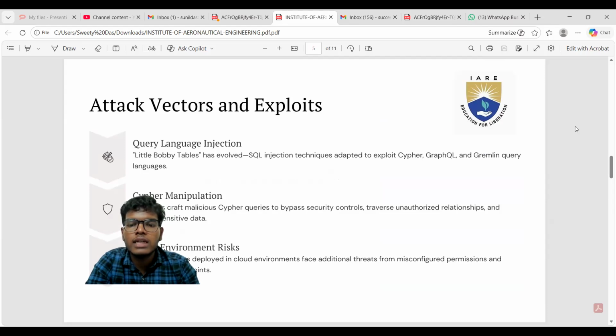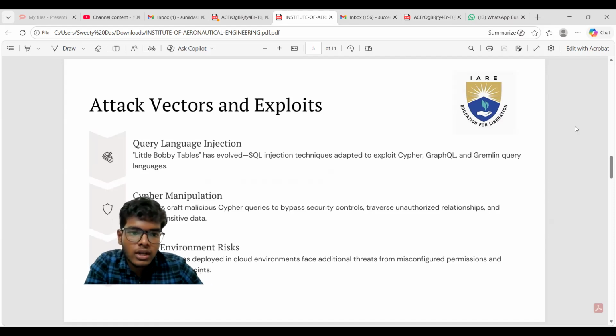Attack vectors and exploits. Let's talk about how these attacks actually happen. Now, you have probably heard of the Little Bobby Tables SQL injection joke. Well, that has evolved. Attackers now use query language injection to exploit Cypher and Gremlin. They craft malicious queries to bypass security and grab data they aren't supposed to. This is especially dangerous in cloud environments where misconfigured permissions are unfortunately common.